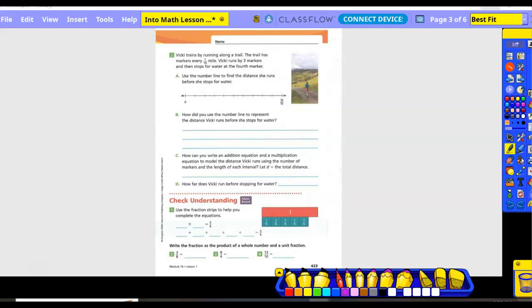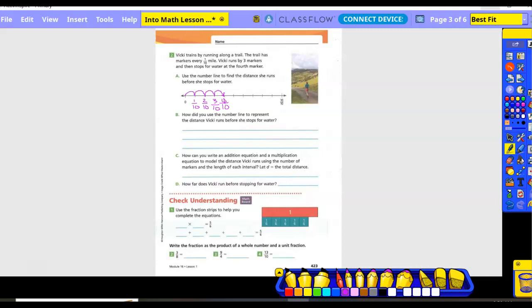It says she goes by 3 markers and then stops at the 4th. So how many jumps do I need to make? 4, right? That's a little deceiving with the way it's worded, because it says she goes by 3 and then she stops at the 4th. So we need to go 1, 2, 3, 4. And we said that each one of those was a tenth. So now we have 1/10, 2/10, 3/10, and 4/10, right?